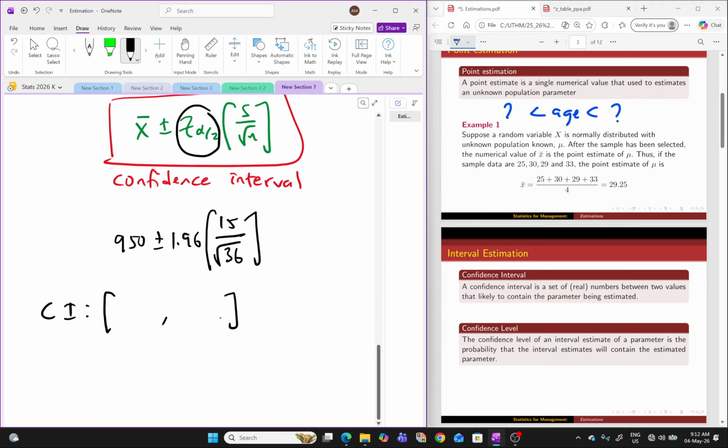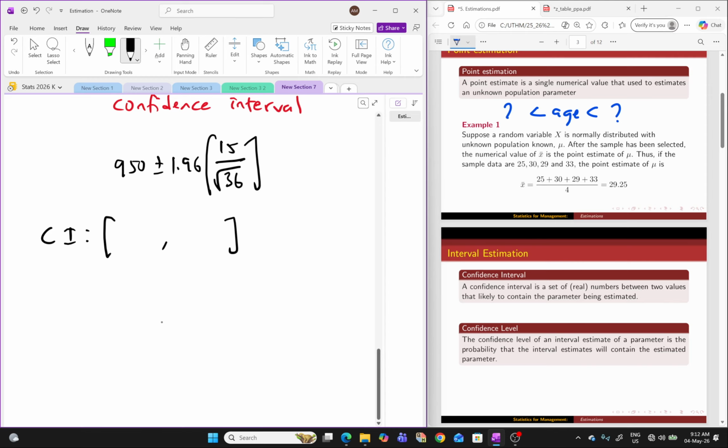Interval we can also write it like this. Kalau kita ada interval macam ni, A, B, kita boleh tulis macam ni, A and B, okay. So 950 minus 1.96, press this, let me know what you get. Give me in one decimal place maybe. Buat yang ni dulu, yang ni. Minus first, minus.